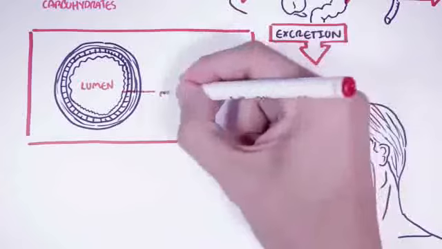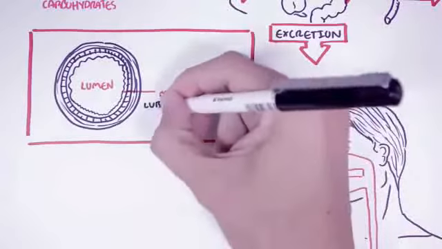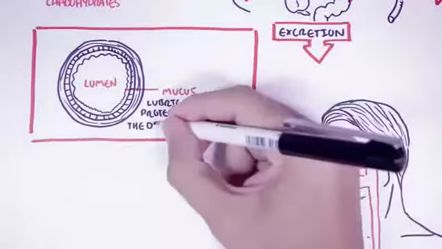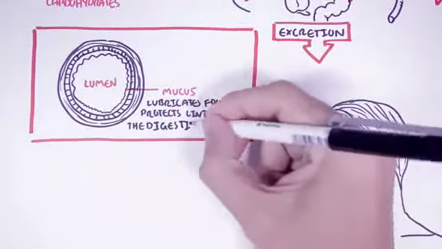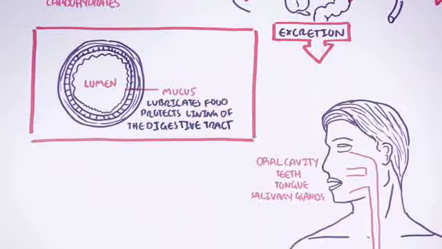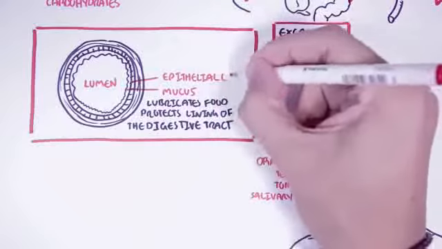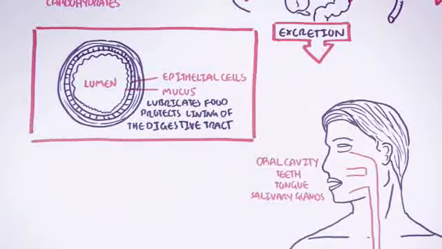The first layer is mucus, and we find it around the lumen. Mucus lubricates the food and also protects the lining of the digestive tract. Then you have the epithelial cells, the lining of the digestive tract, that forms the tract itself. Some of these cells are what produce and secrete mucus.